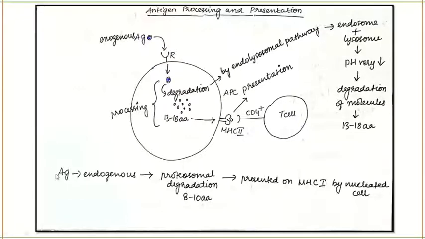Okay, so antigens which are endogenous will undergo proteasomal degradation and you will get 8 to 10 amino acid sequences, and that will be presented using the MHC1 molecule by all the nucleated cells to the TC cells, that is cytotoxic T lymphocytes.